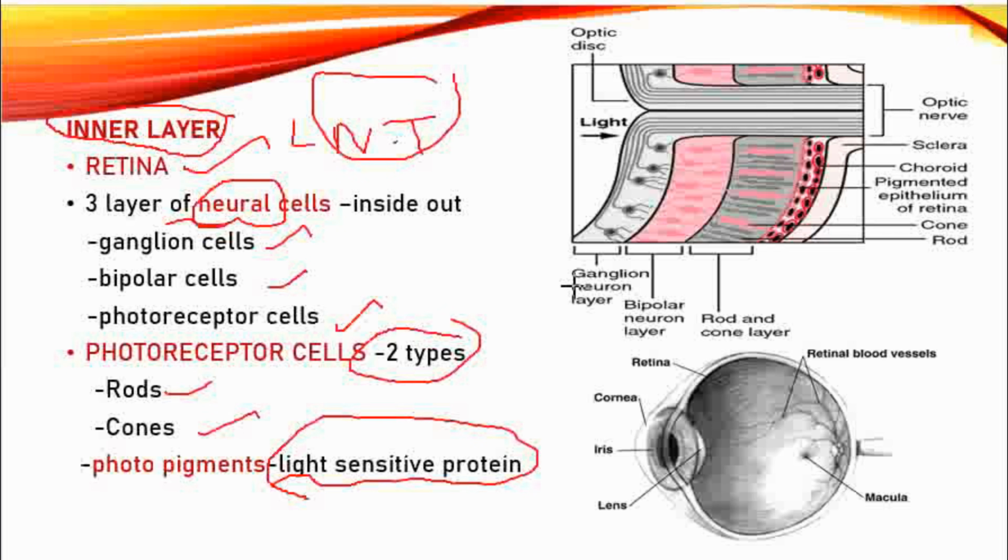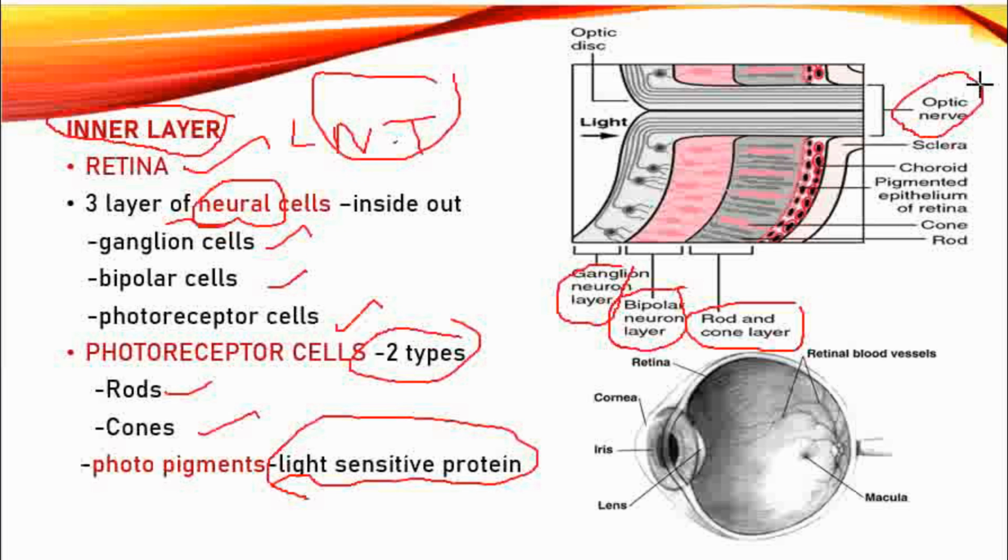You can see in the picture the ganglion neuron layer. Next comes the bipolar neuron layer. Next we have the rod and the cone layer. In the ganglion layer, the ganglion cell carries visual information out of the eye, forming the optic nerve. So this layer forms the optic nerve and carries the visual information out of the eye. That is the function of a ganglion cell.